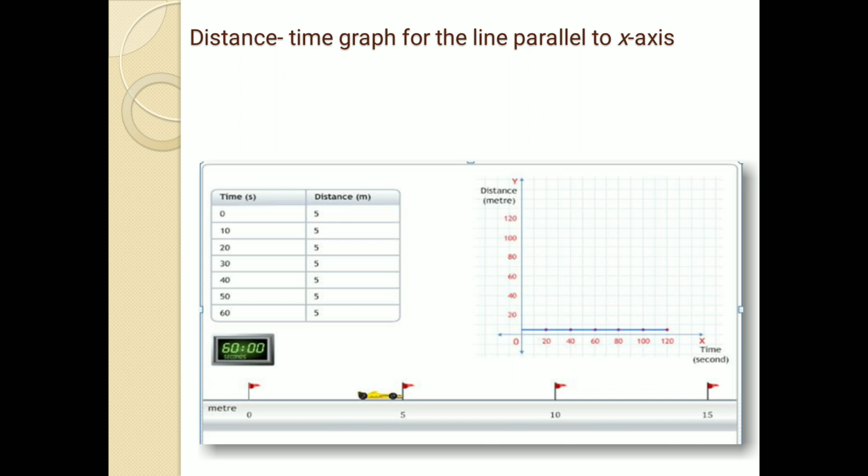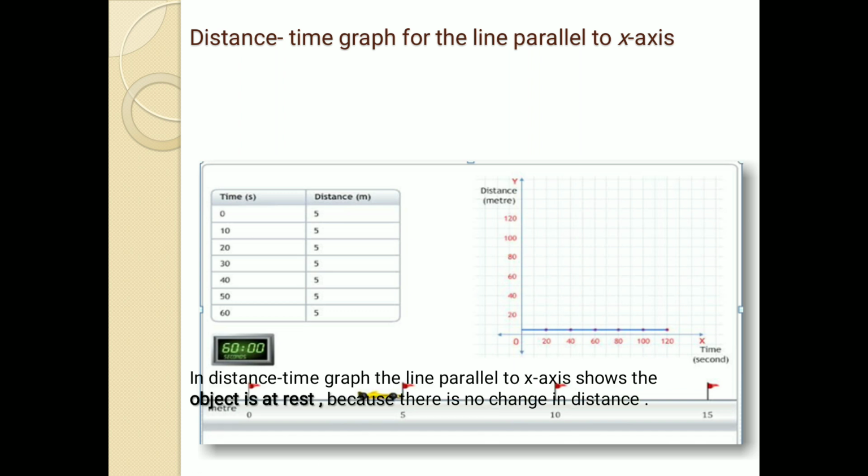So in the distance time graph, the line is parallel to the x-axis. You know the meaning of parallel and perpendicular. Okay, the line is parallel to the x-axis and perpendicular to the y-axis. What it shows is that distance is constant. Distance is constant means we can say that there is no movement of the object. Here the car is at a distance of 5 meters. So the car is in the rest position. We can say that it is a rest position, right? So this graph shows that the object is at rest.